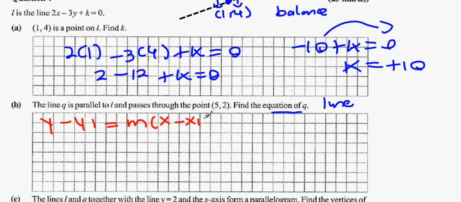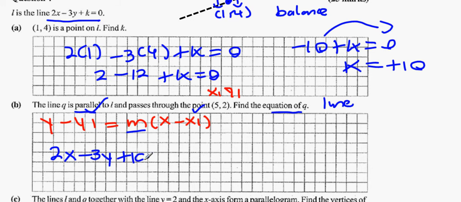Now first of all, we've got to figure out what we know. We know that it passes through the point (5, 2), so we know what x1 and y1 are. The only thing we have left is to find the slope. Parallel means it's the same slope as L, so we have to find the slope of L. To find the slope of L, there's another formula in your notes. And we also know that k is 10 at this point.